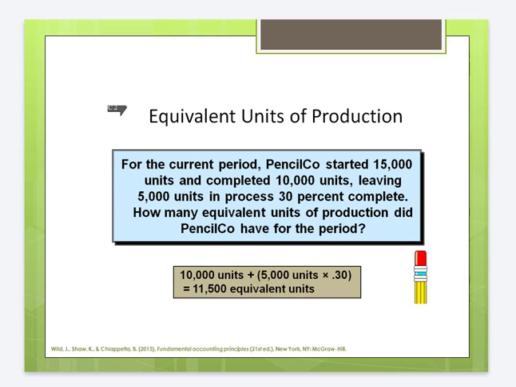Okay, so here's an example. For the current period, Pencil Company started 15,000 units and completed 10,000 units. That left 5,000 units in process, which were 30% complete. How many equivalent units of production did Pencil Company have for the period? They have the 10,000 units that were completely finished, and then we take the 5,000 units in process that are 30% complete, so 5,000 times 30%. We add that to the 10,000 completed units, and that gives us 11,500 equivalent units in finished product.